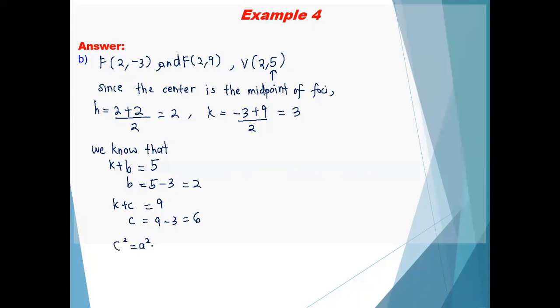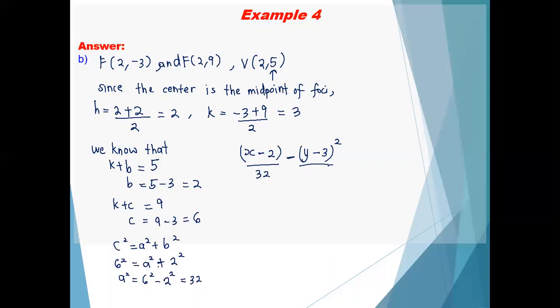So c square is equal to a square plus b square, so c square is 6 square, equal to a square plus 2 square. Okay, so a square is equal to 6 square minus 2 square. So 36 minus 4 is equal to 32. So a square is 32. So the equation of the hyperbola is given by x minus 2, because h is 2, over a square, which is 32, minus y minus k, where k is 3, square over b square, which is 2 square.